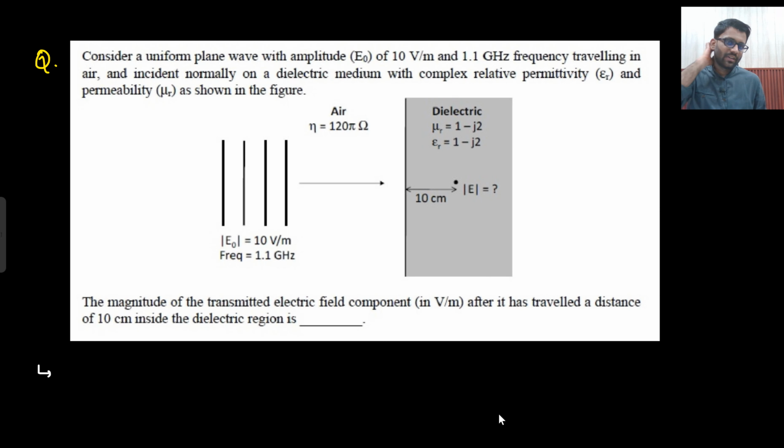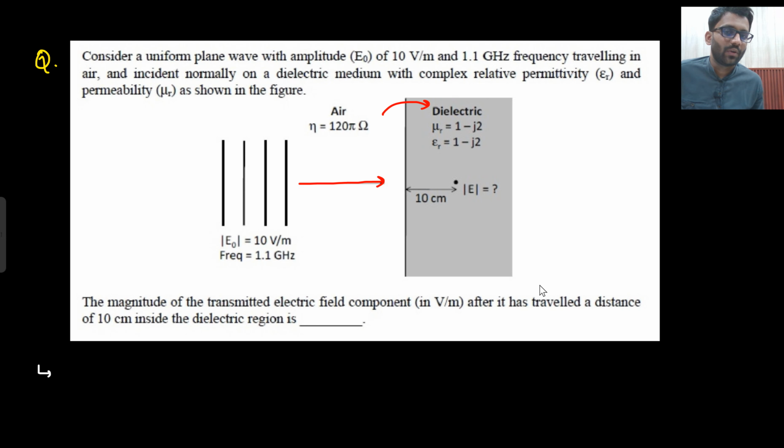Okay. So from air, this is your incident EM wave. From air to dielectric you are going. So first thing is, certainly there will be some reflection and transmission. So first you need to find reflection and transmission. Just as you change the medium from air to dielectric, I am not sure how much part will be transmitted.